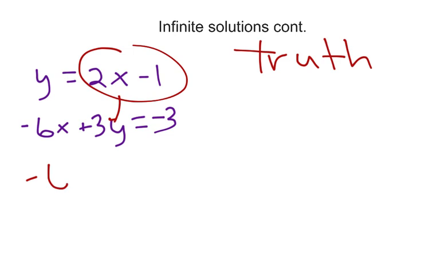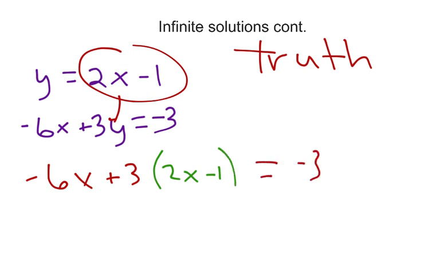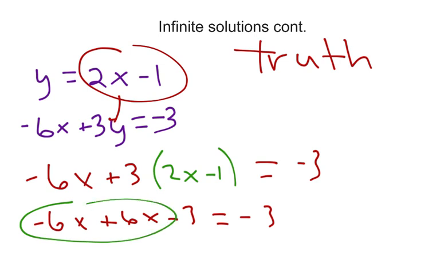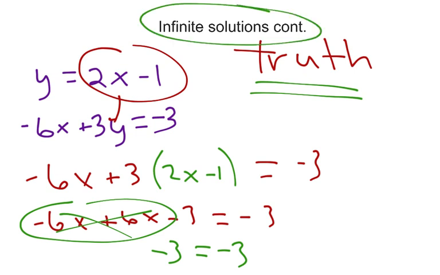So I'm going to get negative 6x. If I plug in, I'm going to get 3, and I plugged in 2x minus 1, and that's equal to negative 3. If I distribute this, you get negative 6x plus 6x minus 3 equals negative 3. These cancel out. I get negative 3 equals negative 3, and you're like, what's the answer? Well, that's a truth. Everything canceled out. That means we have a truth. Hence, my solution is infinite solutions. It's not all solutions, it's just infinite.